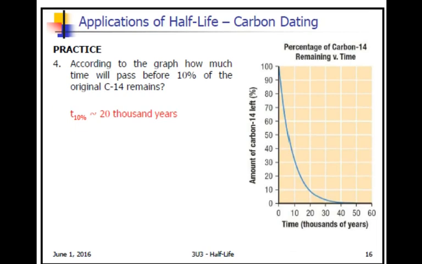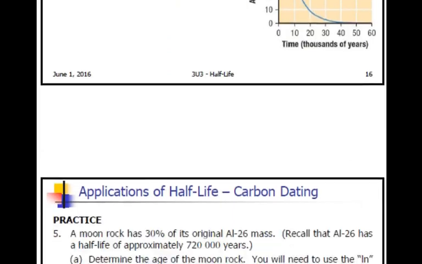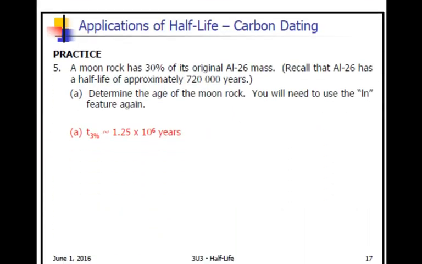Here's a question. It says, according to the graph, how much time will pass before 10% of the original carbon-14 remains? When we look at the number 10, and we go across that graph, it looks like it hits about 20 here. So about 20,000 years. A moon rock has 30% of its original aluminum-26 mass. So recall that aluminum-26 has a half-life of approximately 720,000 years. Determine the age of the moon rock.